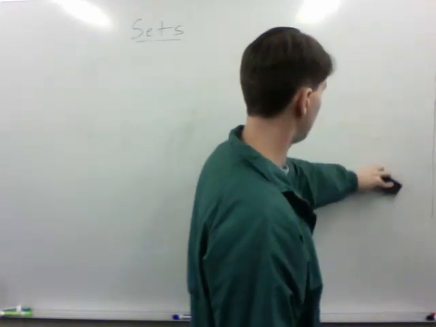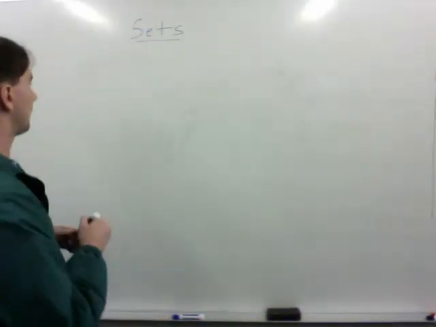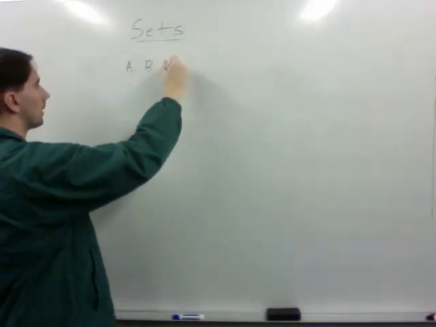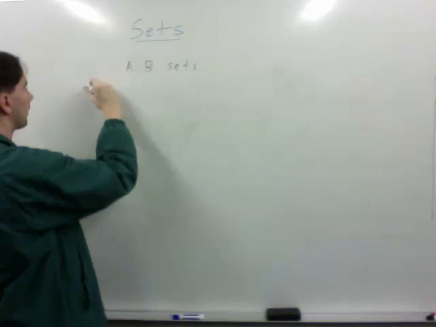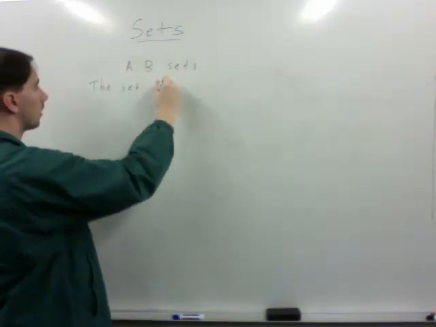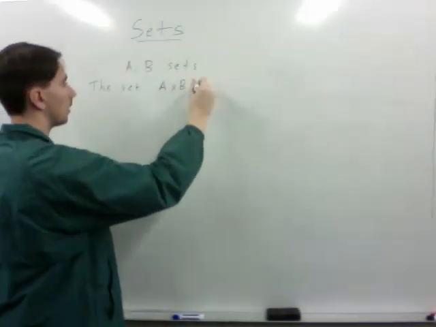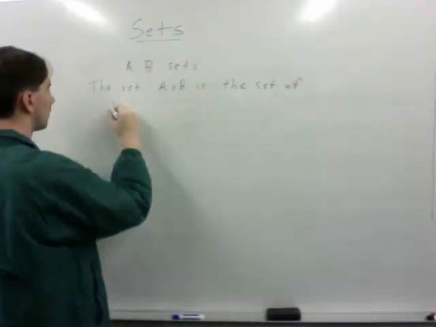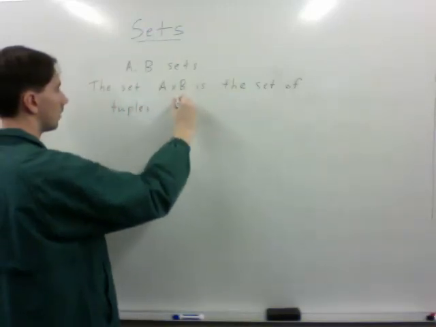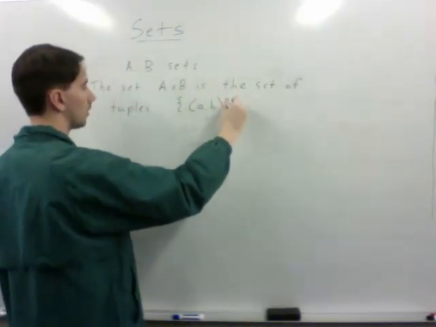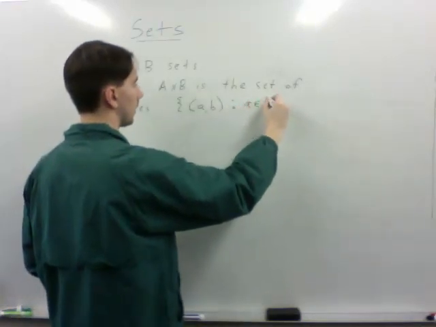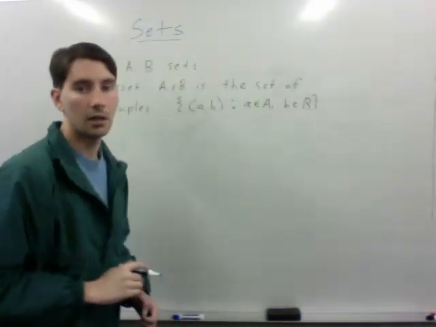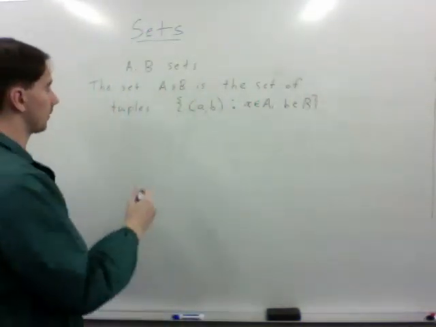Let's see, probably the only other really important topic that I should hit on is the cross product. So if you have a set A and a set B, so A, B are sets, A cross B is the set of tuples. So it's just pairs A comma B, such that A is an element of the set A and B is an element of the set B. So let me run through a quick example of that.